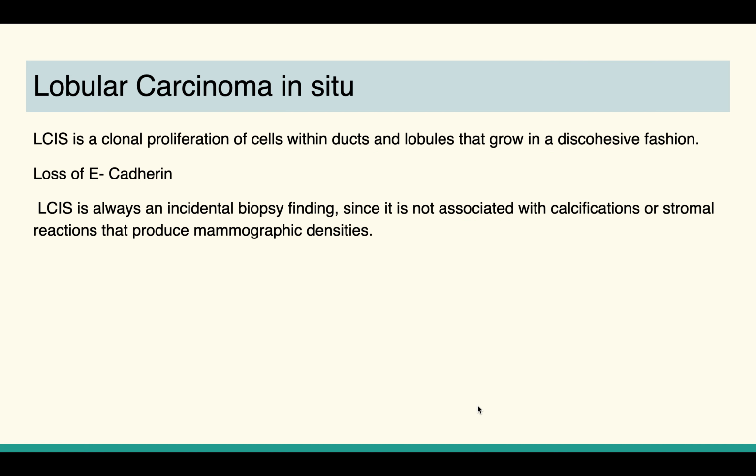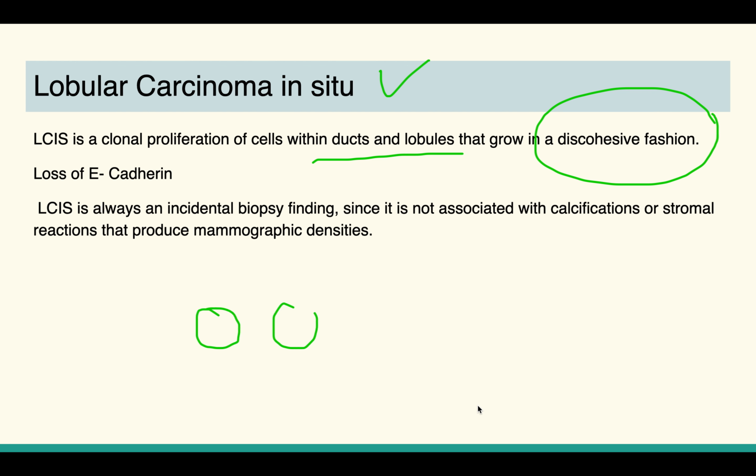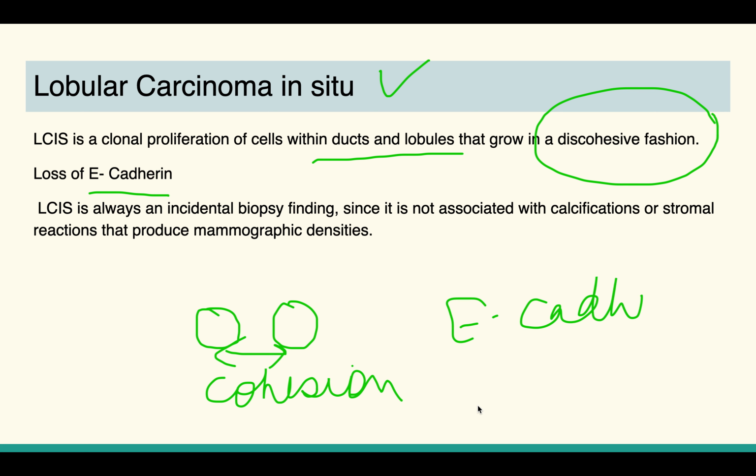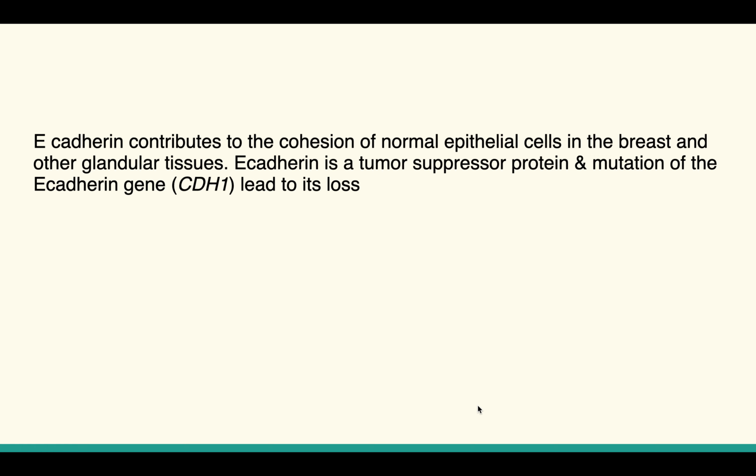Now going to lobular carcinoma in situ. What is the difference between ductal carcinoma and lobular carcinoma? This again arises from ducts or lobules, but the important thing is that lobular carcinoma always grows in a discohesive fashion. That means one cell to another cell, there is no cohesion; they separate out. This is due to loss of E-cadherin. Due to loss of this, the cells become discohesive.